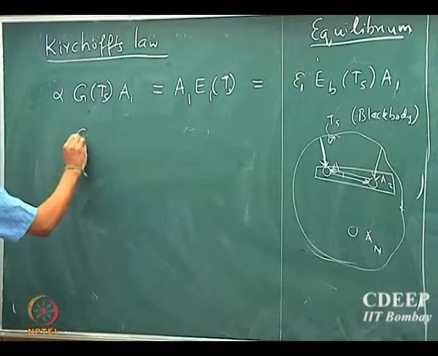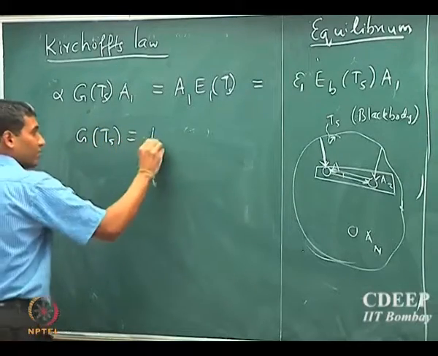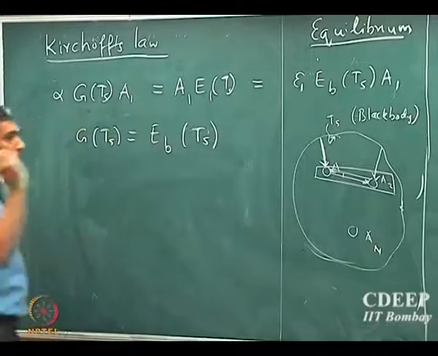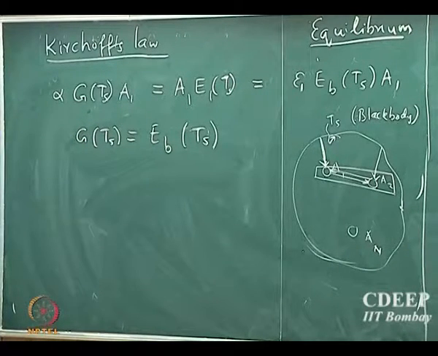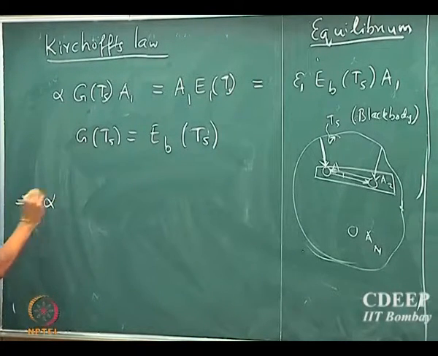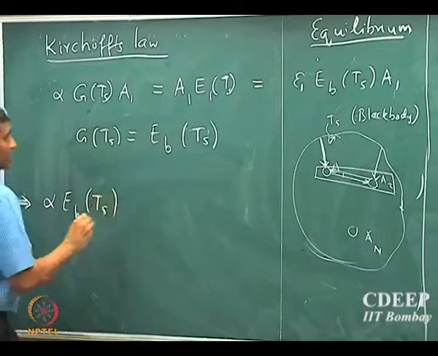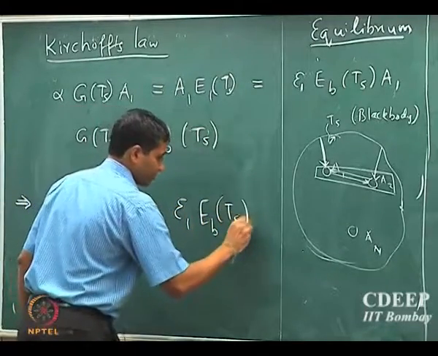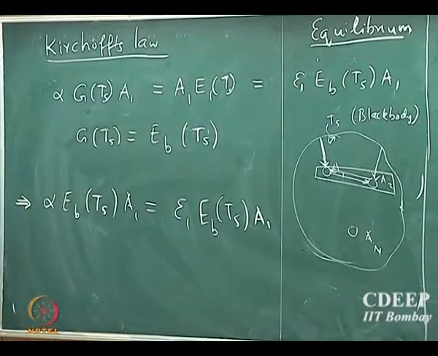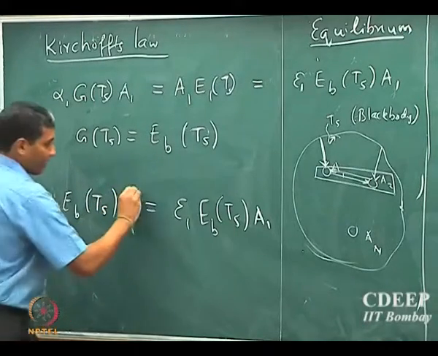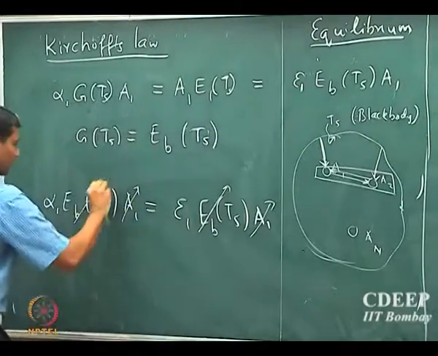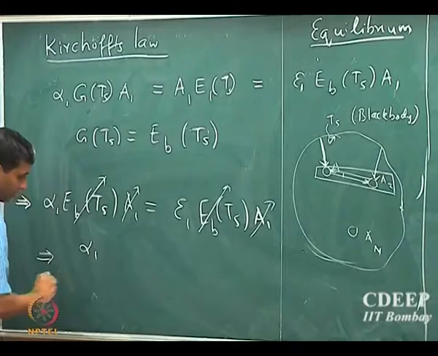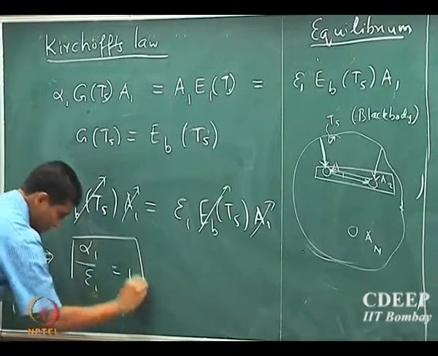Therefore G of Ts should actually be the black body radiation which comes from the inside of this large enclosure that we have considered. If we substitute that, it will be alpha 1 into A1 equal to epsilon 1 EB into A1, for the first object. Cancel A1 on both sides. So we find that alpha 1 by epsilon 1 equals 1.